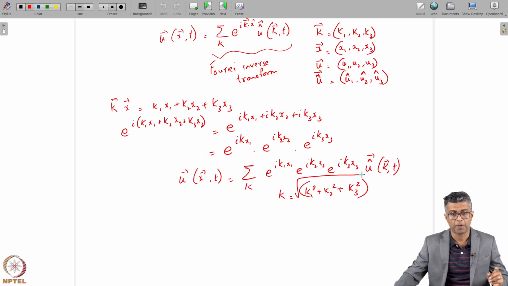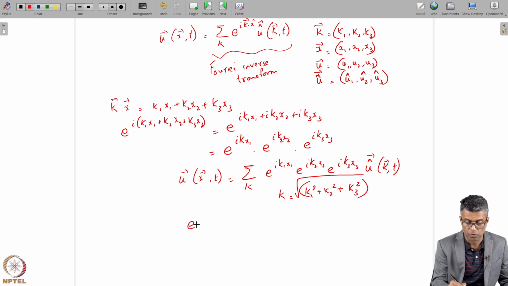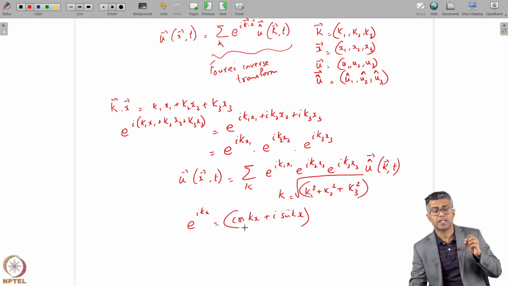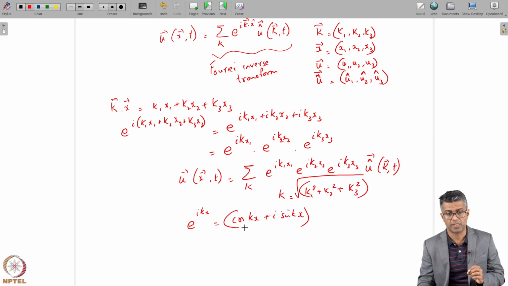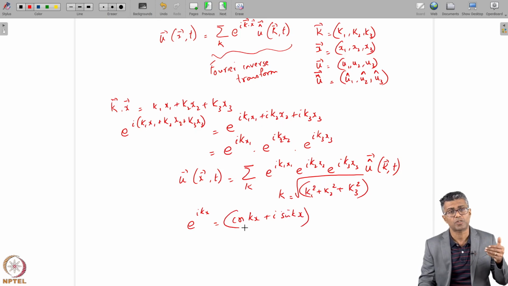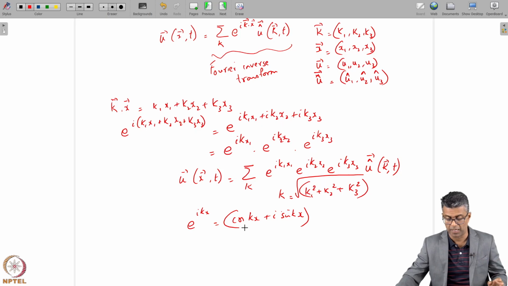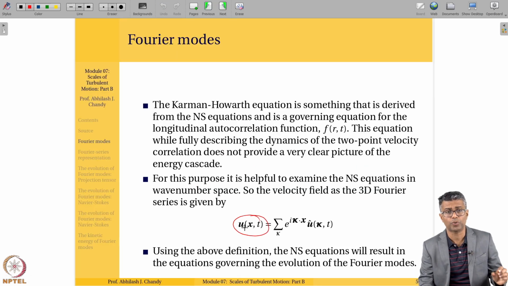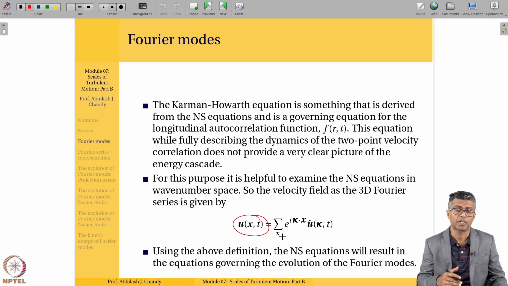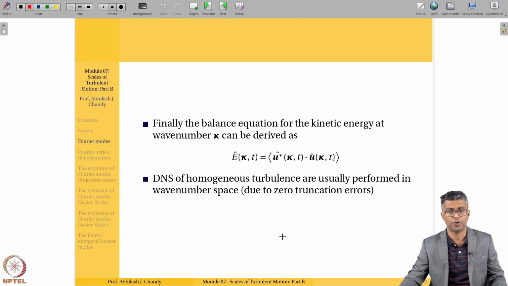Now, also keep in mind what e to the i kx is. In general, e to the i kx is cosine kx plus i sine kx. So that's what a Fourier series is, isn't it? It is a combination of cosine and sine series. So keep that in mind. But what we are trying to do is, with this definition of the velocity vector represented as a Fourier series, we will convert the Navier-Stokes equations into Fourier mode. That is what we are going to do.